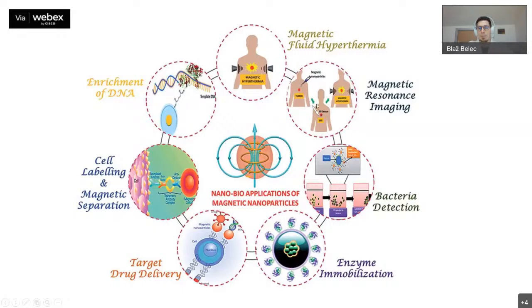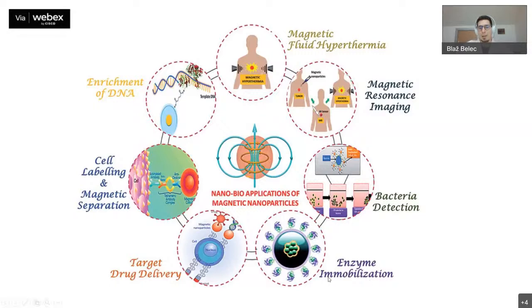Usually for imaging, we need some contrast, and this contrast contains colloidal particles of some magnetic material. Then we need it for bacteria detection. On the magnetic particles, we can bind different molecules that bind on the bacteria, and then with, for instance, fluorescence microscopy, we can detect them.